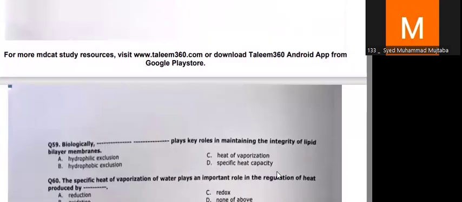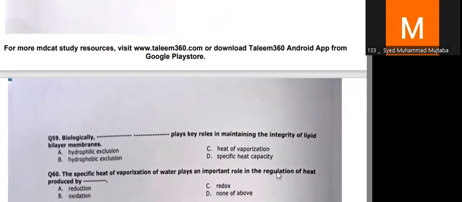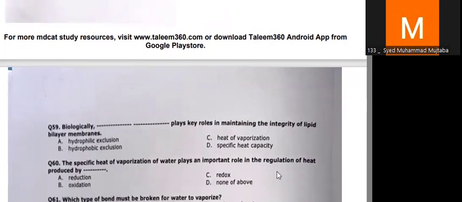Now, on question number 59, biologically, cell membranes play key roles in maintaining the integrity of lipid bilayer membranes. So, what is the correct answer? The correct answer is hydrophobic exclusion. Now, the specific heat of vaporization of water plays an integral role in the regulation of heat produced by oxidation. Yes, this is the correct answer. Now, what is the specific heat of vaporization? It is the amount of heat energy in joules which is required to evaporate 1 mole of water into gaseous form.